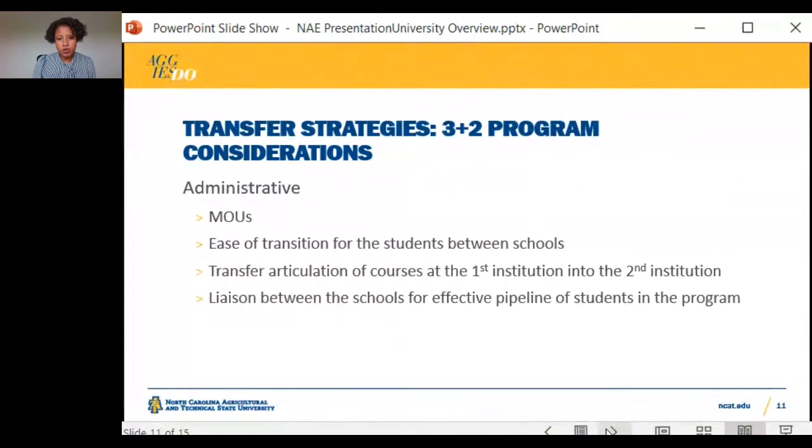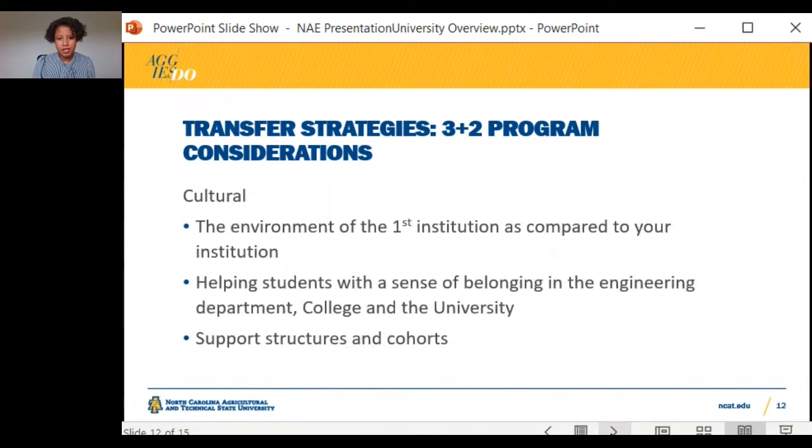Transfer articulation courses from the first institution to the second institution must be established so that the students are not burdened by the need to check on their courses between the two universities. And it's also beneficial to have a liaison between the schools so that the students form a pipeline between the two programs. Culturally, there can be differences between the first institution as compared to the second institution.